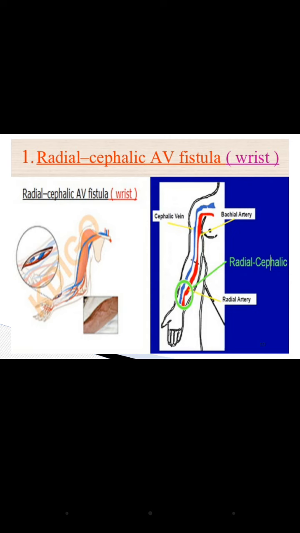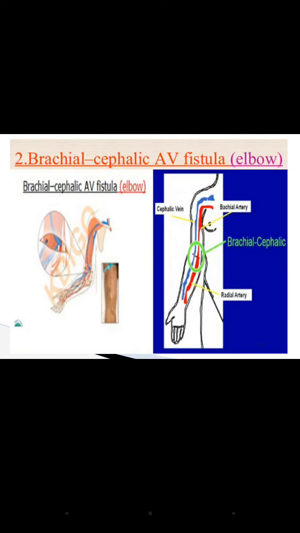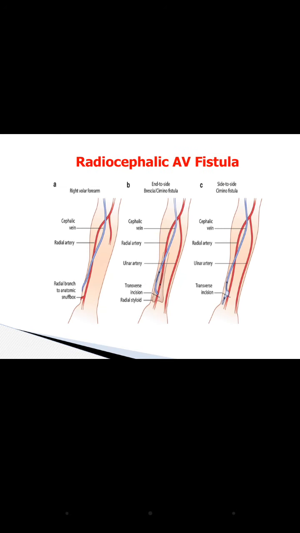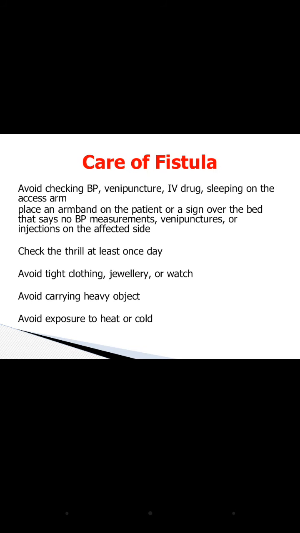Now, we can use radial artery and the cephalic vein for the fistula making. We can use the brachial artery and the cephalic vein for the fistula. We can use the brachial artery and the basilic vein. And we can use the radial artery and the cephalic vein. So these are the common arteries and the veins which are basically used for the AV fistula.